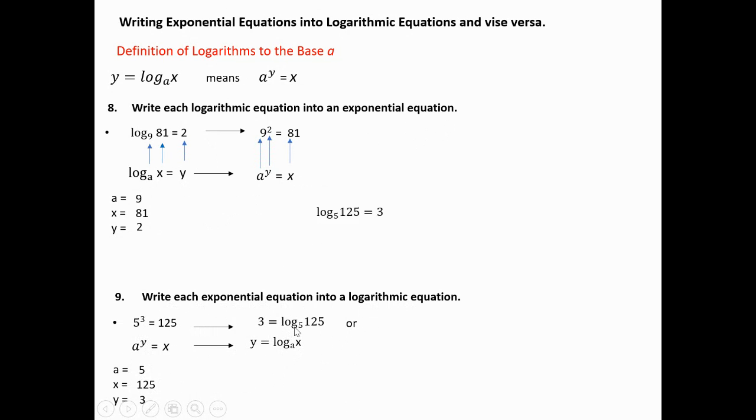So this is my solution, or else you can put it the other way. I believe in the back of the book, the solutions are going to be in this form, but it doesn't matter if it's log base 5 of 125 equals 3, or 3 equals log base 5 of 125. It's the same thing.